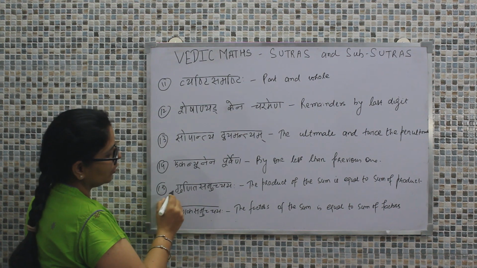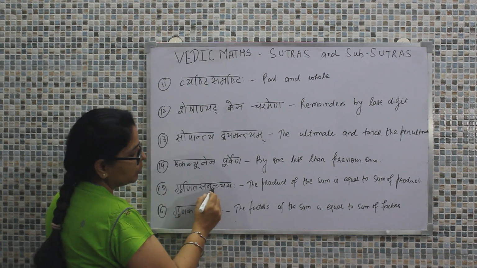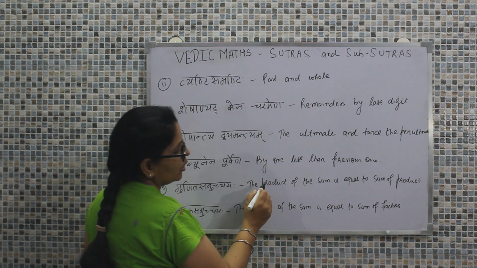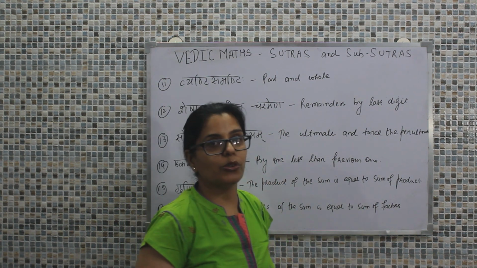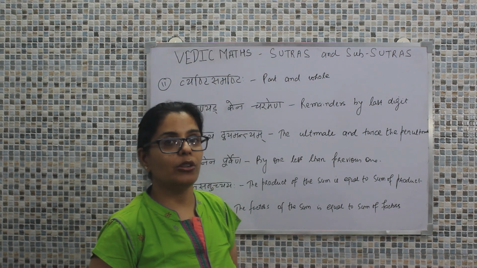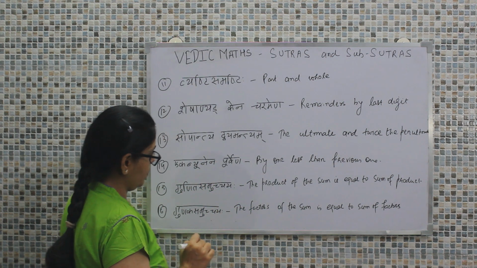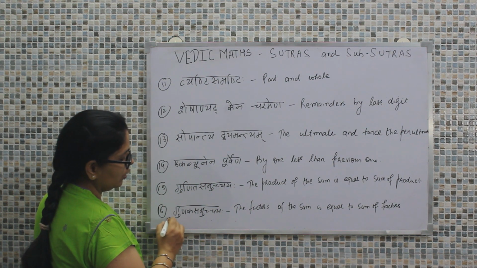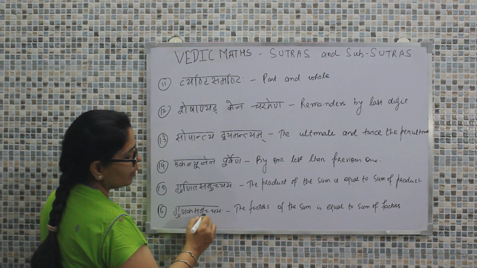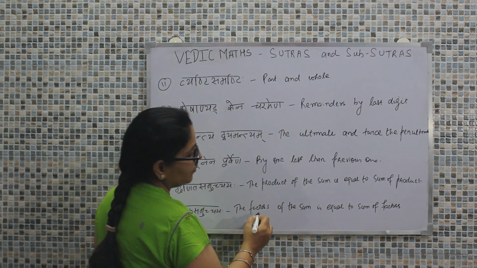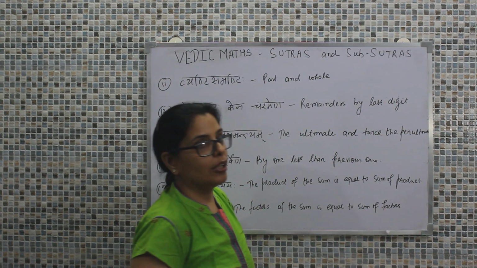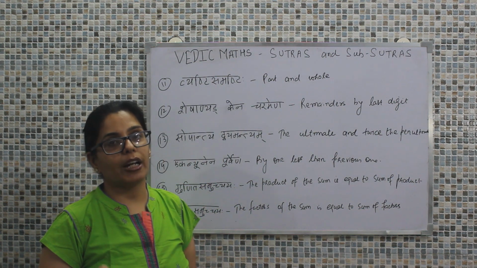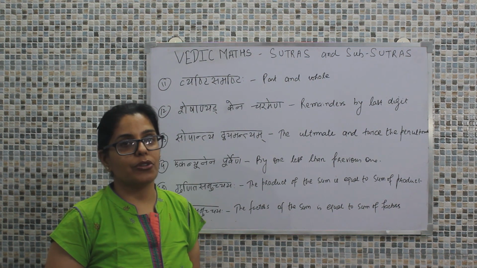With the 15th sutra, Gunita Samuccaya. That means the product of the sum is equal to the sum of the product. This is used for factorization of linear equations. And the last sutra, that is Gunaka Samuccaya. That is, the factors of the sum is equal to the sum of factors. This is used for finding the factors of quadratic equations.